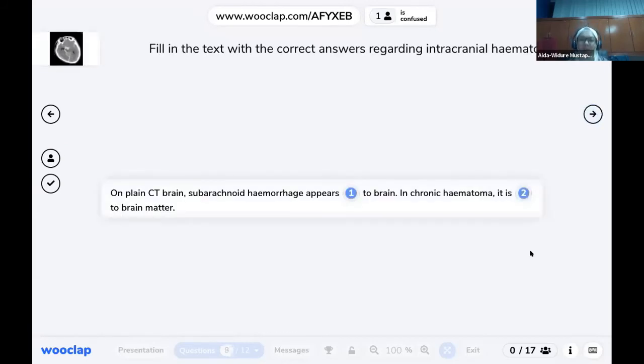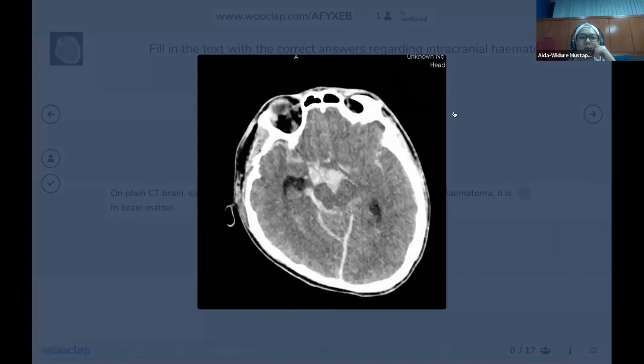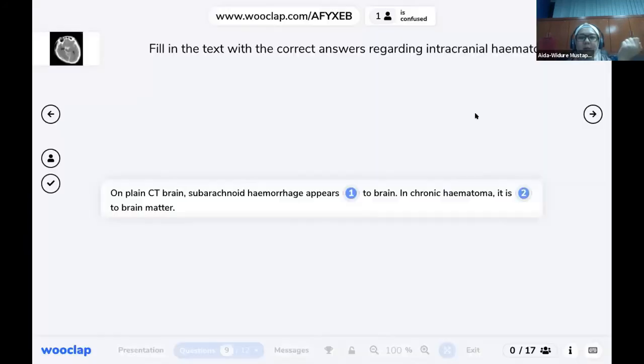Right, now try to answer. This is again another factual medical answer. Try to fill in the text with the correct answer. You can click on the image to see it, but I don't think the image is just an example. The main idea is, what would you put in number 1 and number 2? What word is correct for number 1 and number 2?